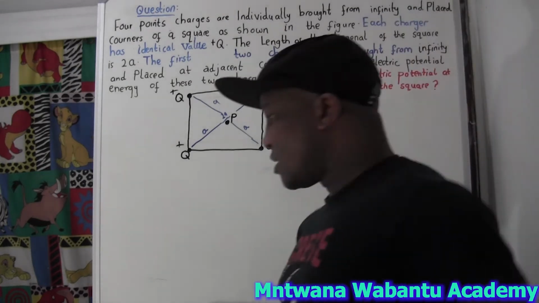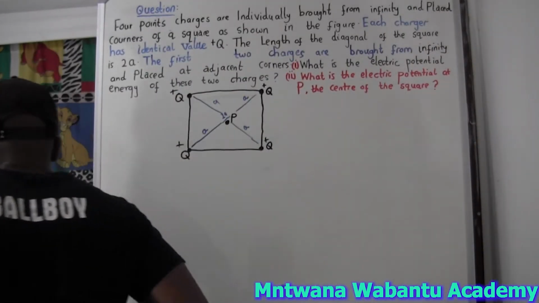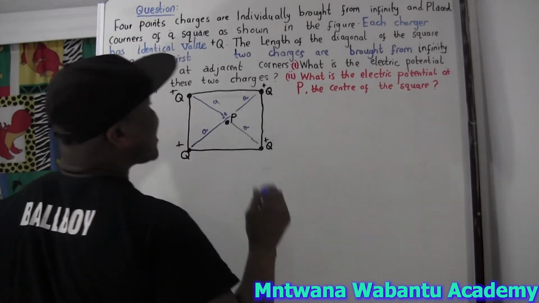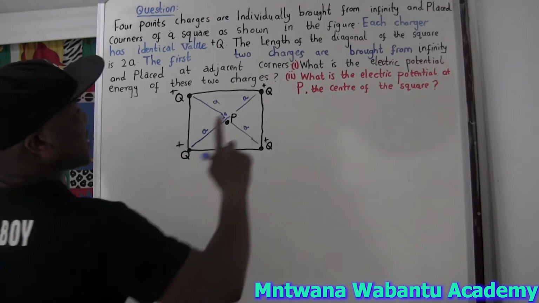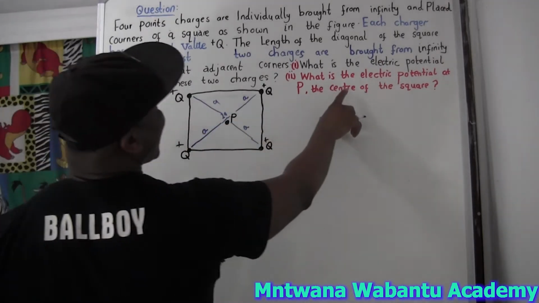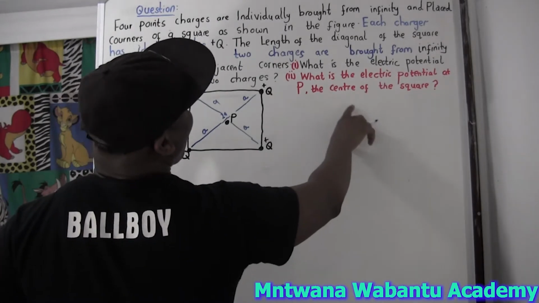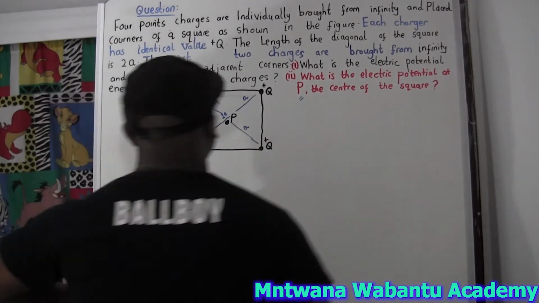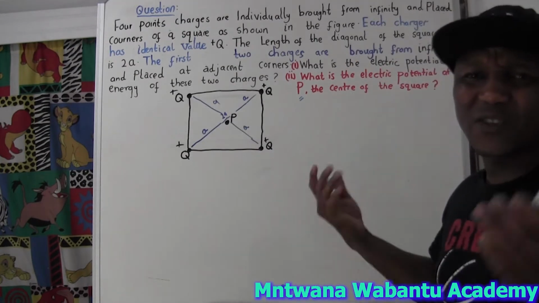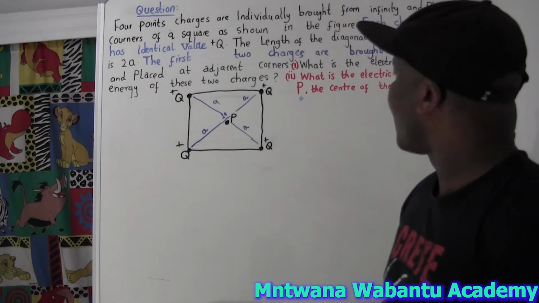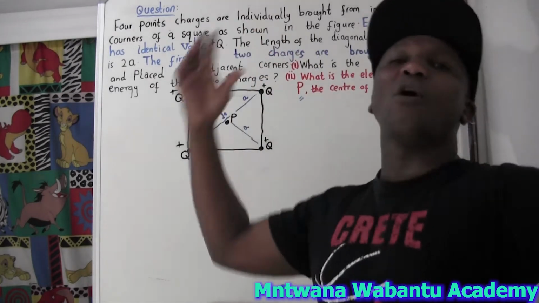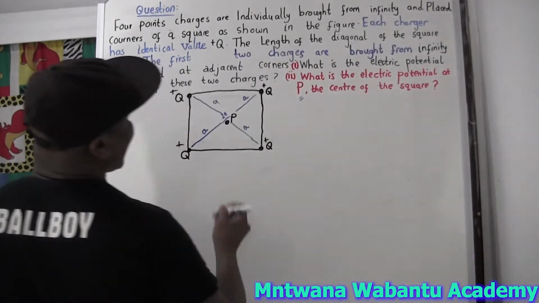From Coulomb's law, this is very, very easy. So let's get the electric potential. There are two questions: find the electric potential energy of the two charges, and the electric potential at the center. Let me start with the second one. It doesn't matter whether you do the first one or the second one, but I prefer to start with the second because it has it all.